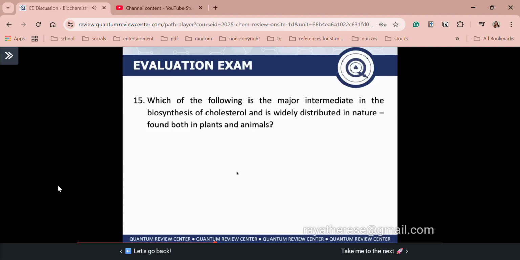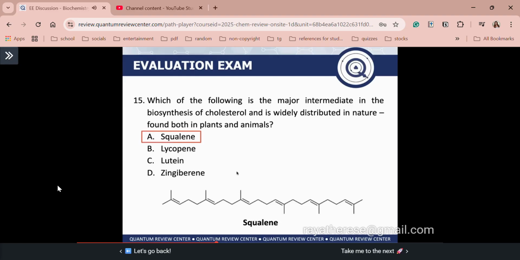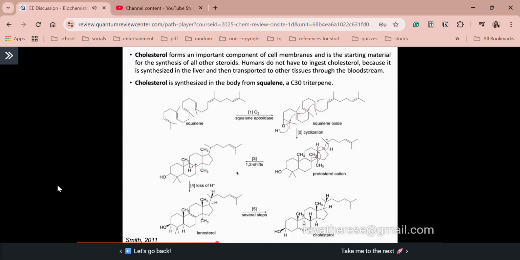In cholesterol biosynthesis, we have two main intermediates. First one is mevalonate, and the second one is, class, please, I do hope you got the correct answer, squalene. Squalene is a triterpene that serves as a major intermediate in the biosynthesis of cholesterol for plant and animal cells. Class, we have a supplementary discussion for the specific reaction mechanism of cholesterol biosynthesis coming from squalene. I hope that's clear. Our answer for number 15 is letter A.